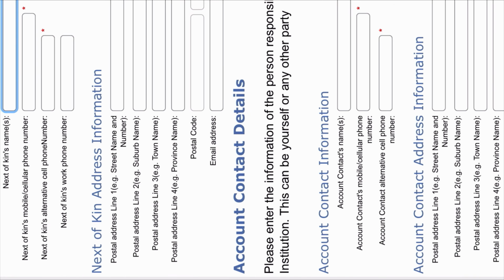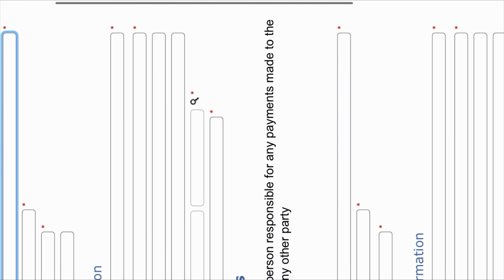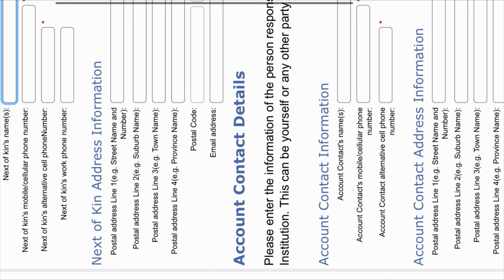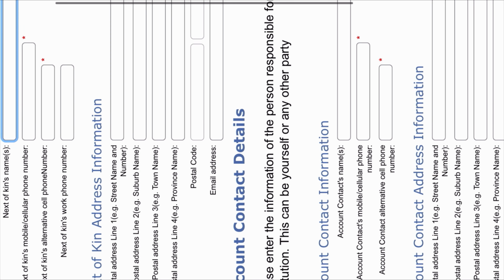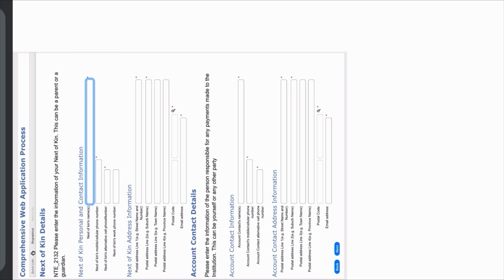Then after that, account contact details. Under this account contact details, you're going to load the details of somebody who will be responsible for any payments made to the institution. This can be yourself or any other party. Let's say you owe the university. This is the person that is going to be held responsible. It could be your mom, it could be your dad, it could be yourself. Then after that, you click on next, and then we continue with the application process.